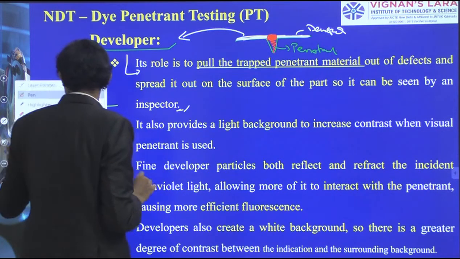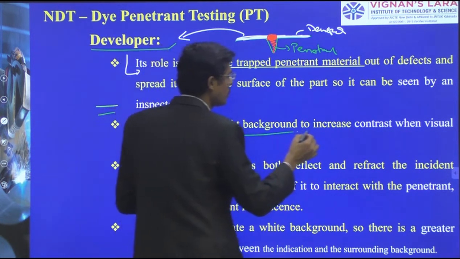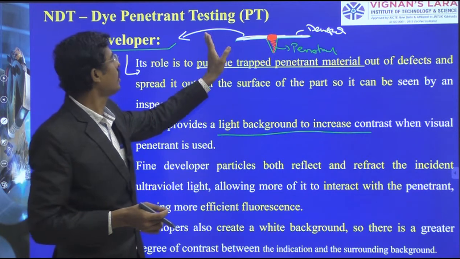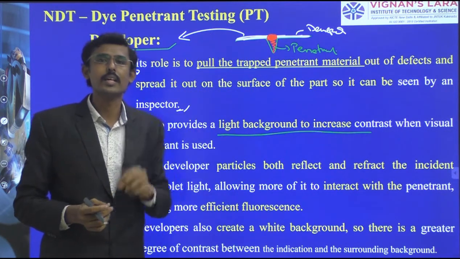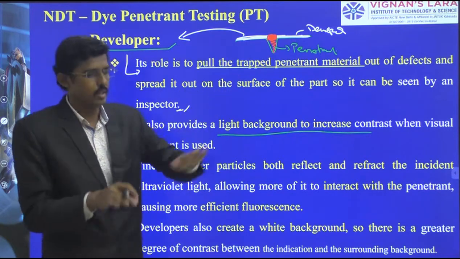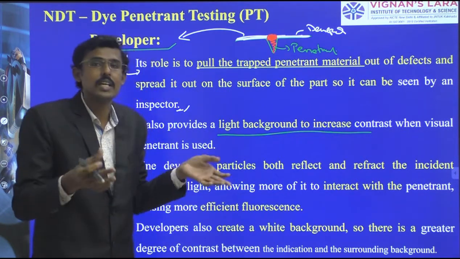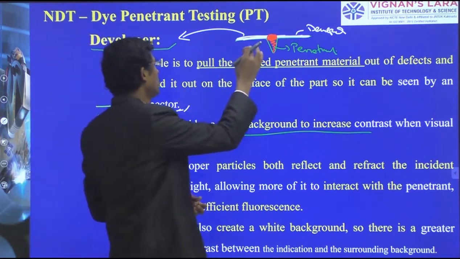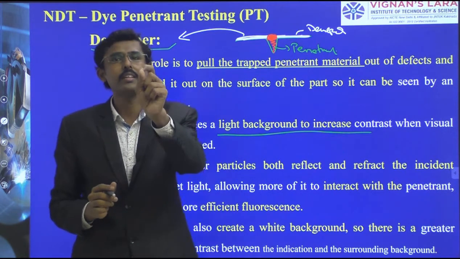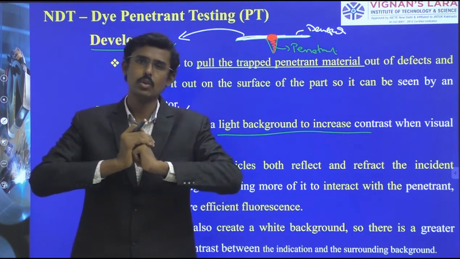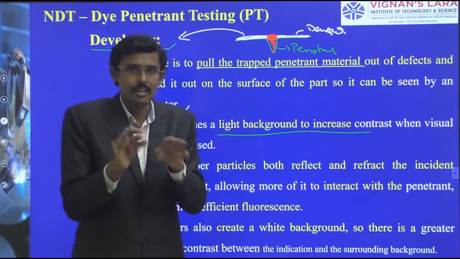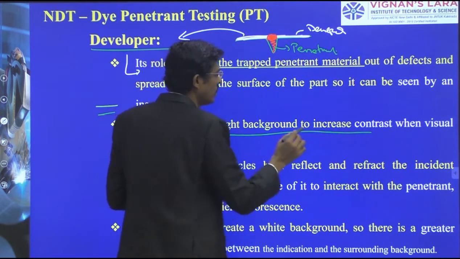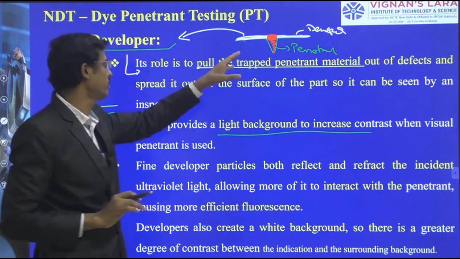It also provides a light background to increase the contrast when visible penetrant is used. You see, the surfaces are all in white color because the developer is white. So we have sprayed a complete white on the surfaces. This penetrant is in red color, maybe any other contrast colors also we are able to use. And at the specific point wherever the crack, wherever the discontinuities are, at those points the contrast color visibility easily increases. That's the point here. The white light background increases the contrast to the other colors, like red.